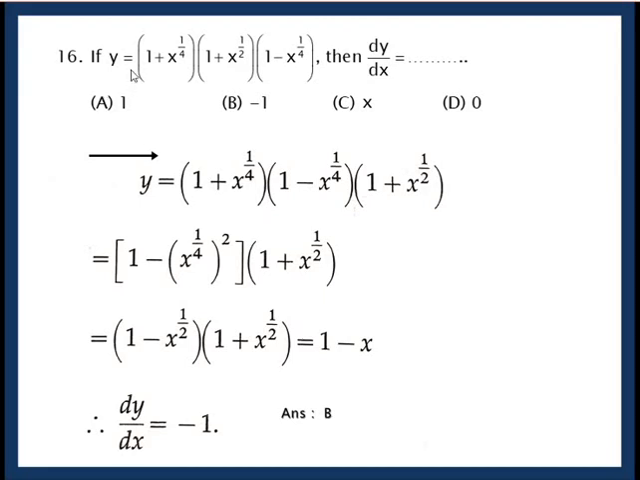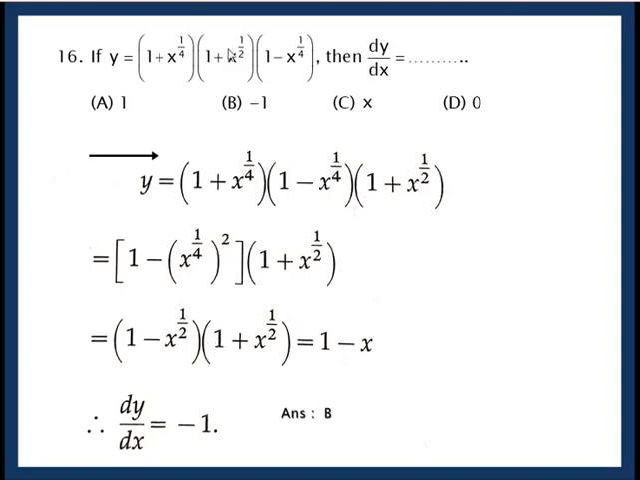If y equal to (1 plus x raised to 1 by 4) into (1 plus x raised to half) into (1 minus x raised to 1 by 4), then dy/dx is. Again, this is a sum on laws of indices. I take the product of first and third. (a plus b) into (a minus b) is a square minus b square. Square of 1 is 1. Square of x raised to 1 by 4. I hope you won't say x raised to 1 by 16. It is x raised to 1 by 4 into 2, that is x raised to half.